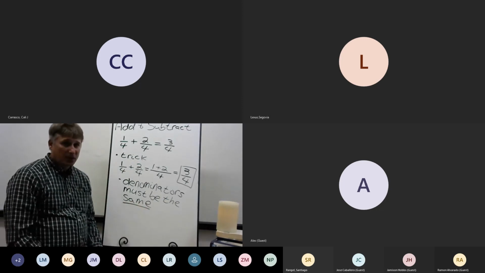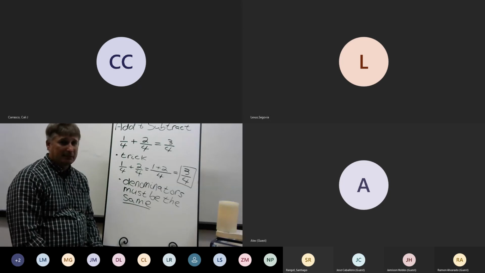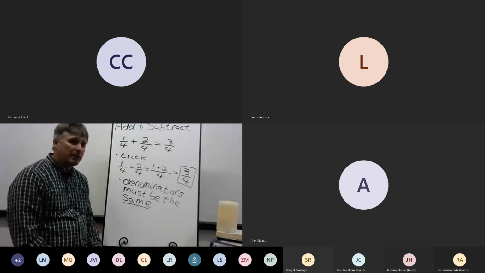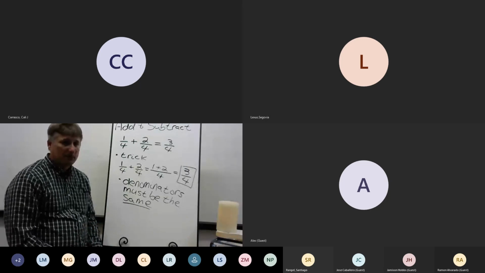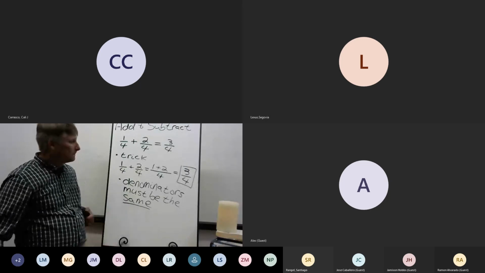So if the denominators aren't the same, technically there's nothing we can do. We cannot add those fractions. The denominators have to be the same. Let me do another example.